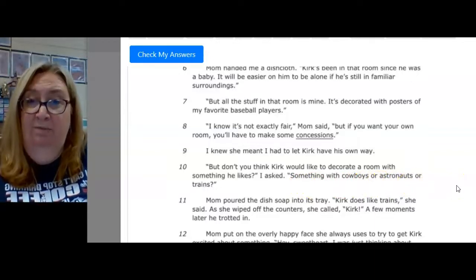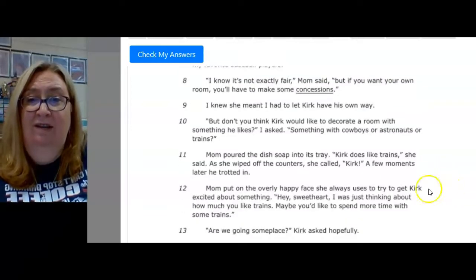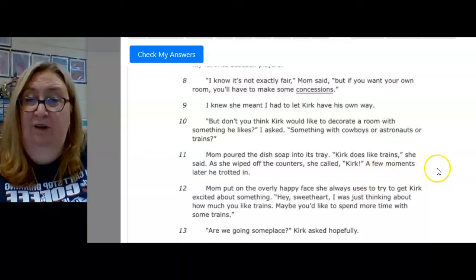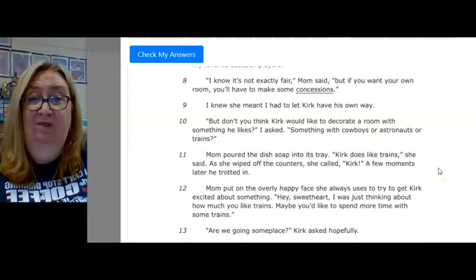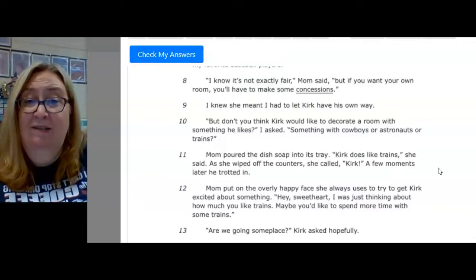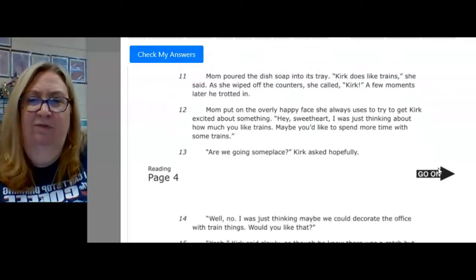Mom poured the dish soap into its tray. "Kirk does like trains," she said. As she wiped off the counter, she called, "Kirk." A few minutes later, he trotted in. Mom put on the overly happy face she always uses to try to get Kirk excited about something. "Hey, sweetheart, I was just thinking about how much you like trains. Maybe you would like to spend more time with some trains?" "Are we going someplace?" Kirk asked hopefully.